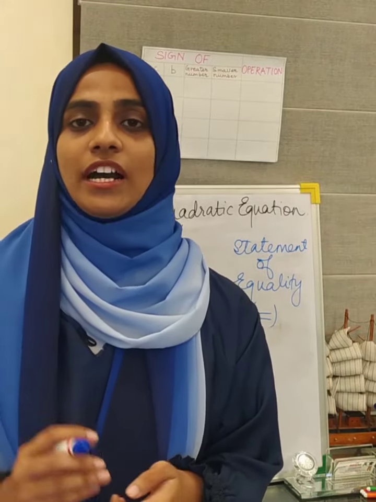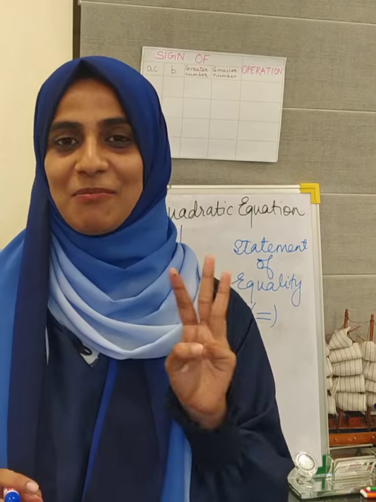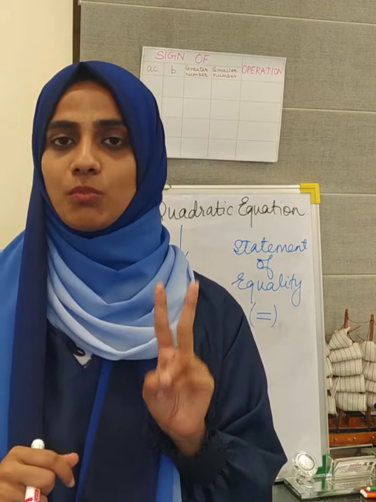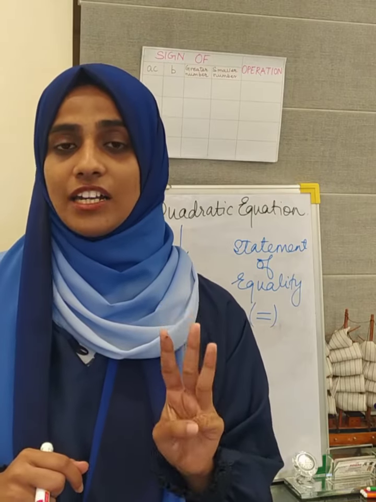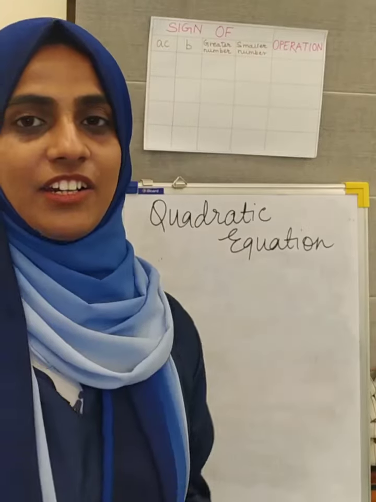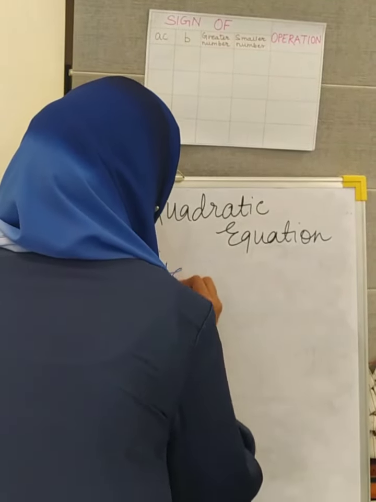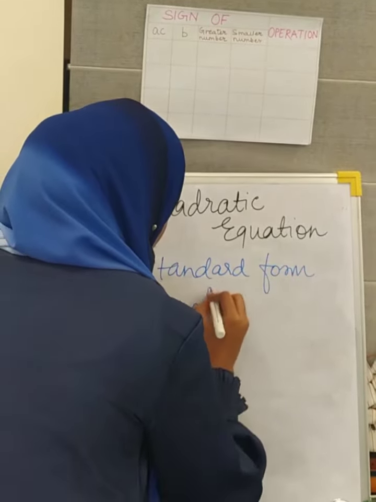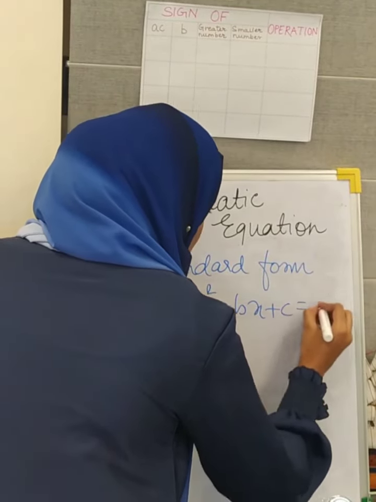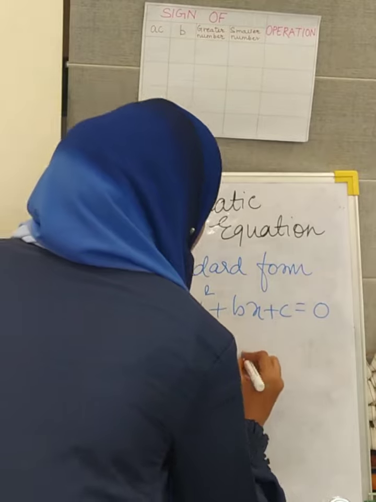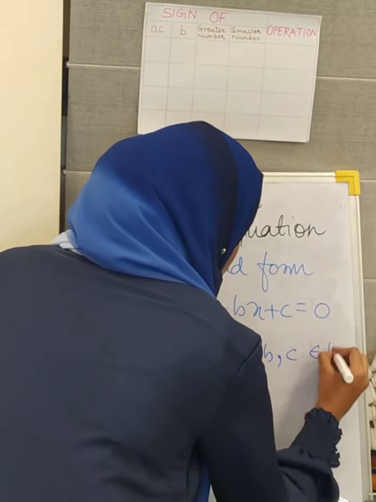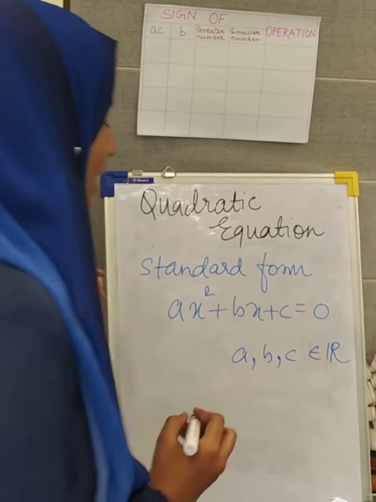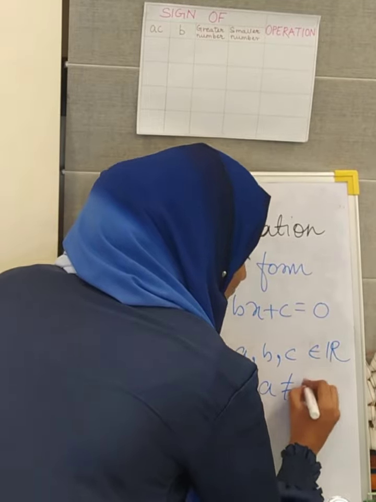So now to identify a quadratic equation, remember three things. The equation should have one variable, the highest degree should be 2, and it should have a sign of equal to. Okay? Standard form of a quadratic equation is ax square plus bx plus c is equal to 0. Here a, b, c belong to real numbers and x is the variable. And also remember, a should not be equal to 0.